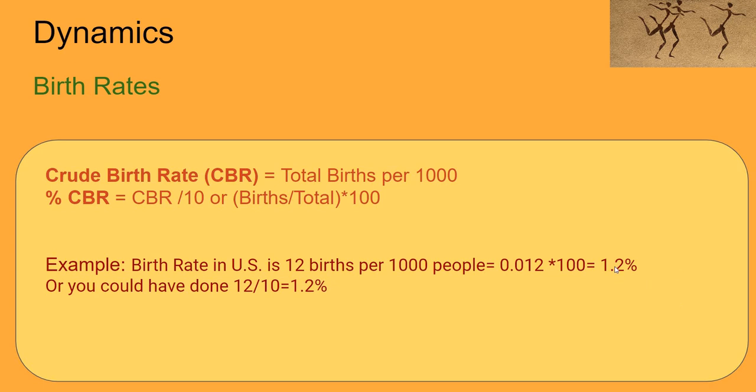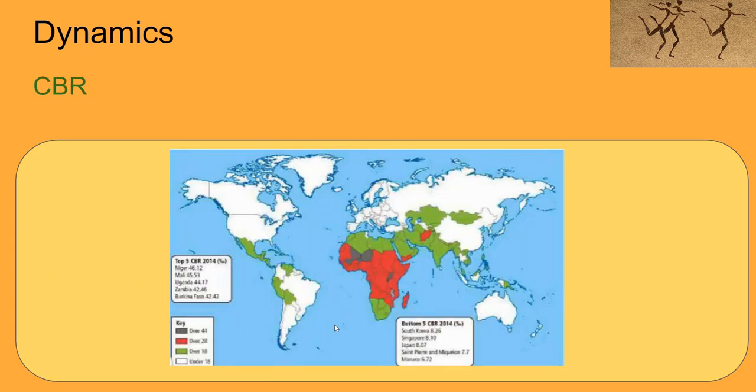That gives you 1.2. Or for those of us who know that when you divide by 1,000 and multiply by 100, it's really the same as dividing by 10. So whatever number you get, just divide by 10, and that gives you the birth rate in terms of percentage. So the United States is about 1.2 birth rate. This kind of shows you countries.